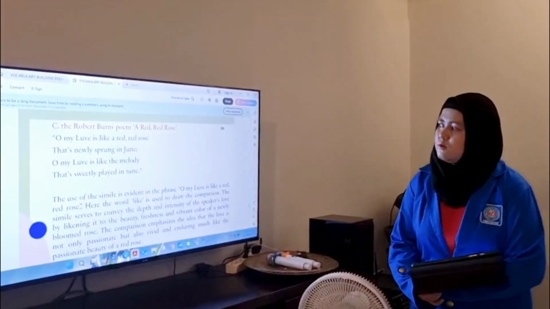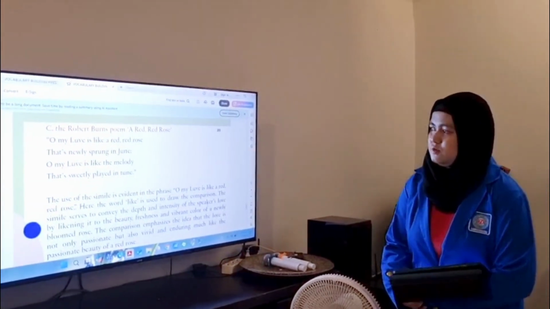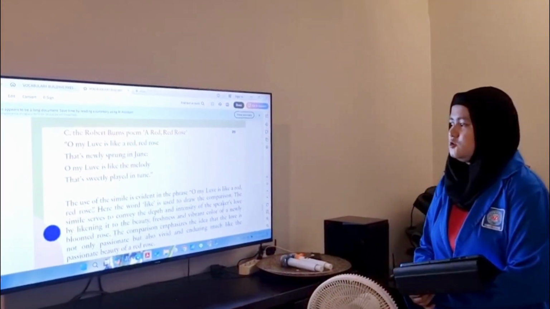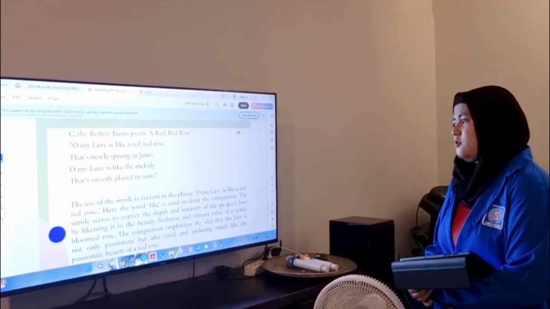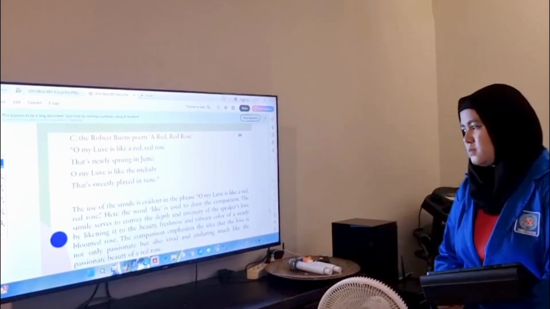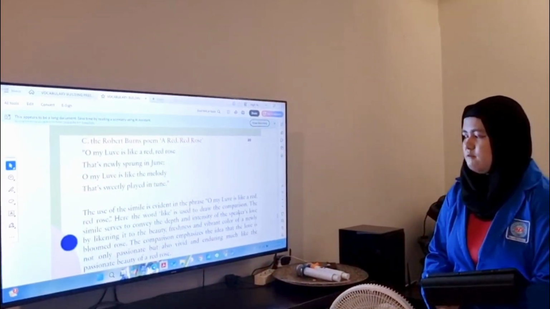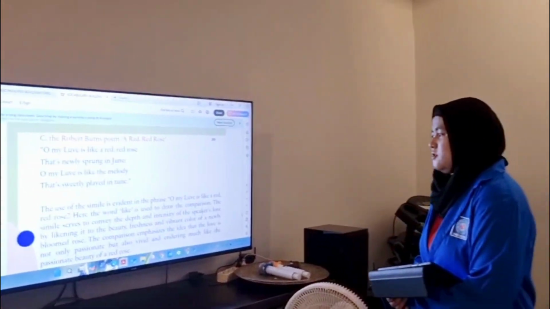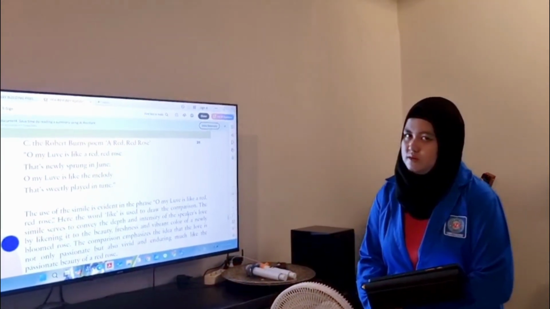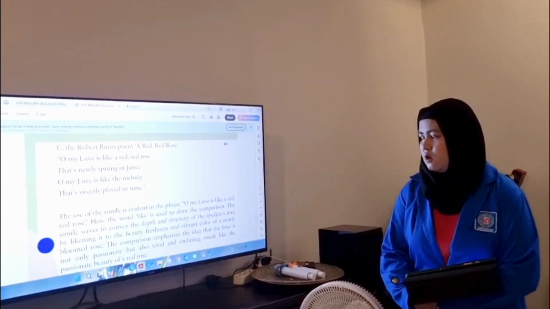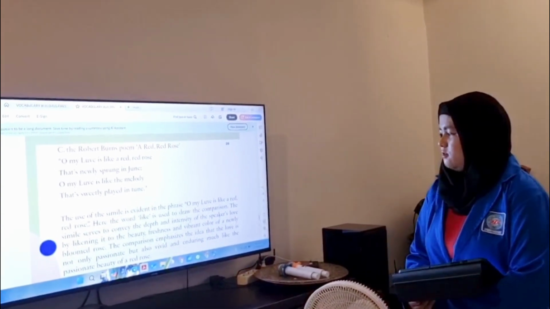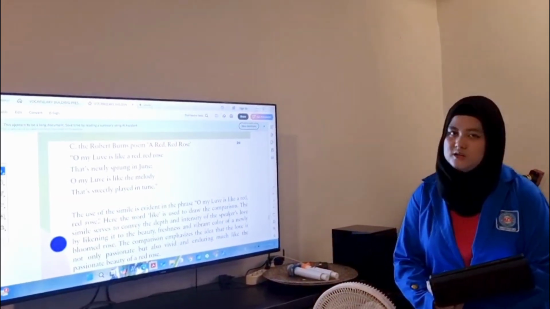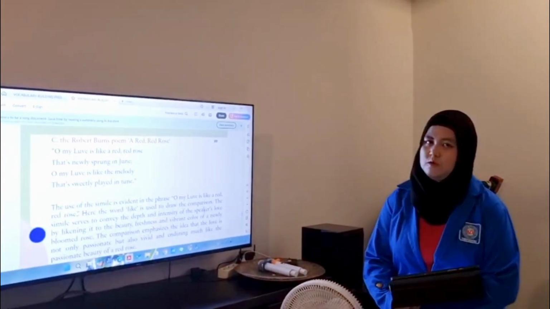And the third one, the Robert Burns poem A Red, Red Rose. Oh, my love is like a red, red rose that's newly sprung in June. Oh my love is like the melody that's sweetly played in tune. The use of the simile is evident in the phrase, oh my love is like a red rose. Here the word like is used to draw the comparison. The simile serves to convey the depth and intensity of the speaker's love by likening it to the beauty, freshness, and vibrant color of a newly bloomed rose.